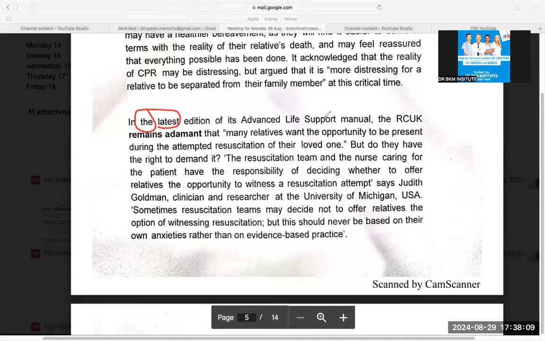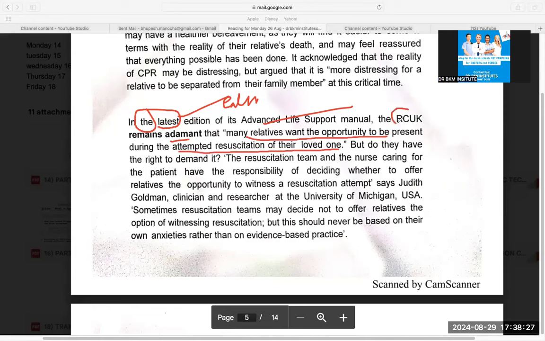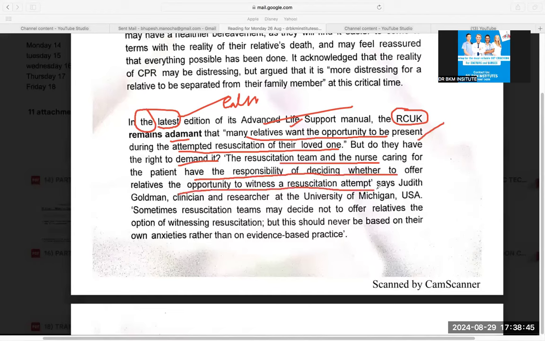So in the latest edition, that means it is the last edition. Latest means the latest. In its advanced life support manual, RCUK remains adamant, adamant that it does not want to change, that many relatives want the opportunity to be present during the attempted resuscitation of their loved one. So they are saying RCUK still believes that relatives should be present, and many relatives want it. But do they have the right to demand it? Can relatives demand? The resuscitation team and the nurse caring for the patient have the responsibility of deciding whether to offer relatives the opportunity to witness a resuscitation attempt.